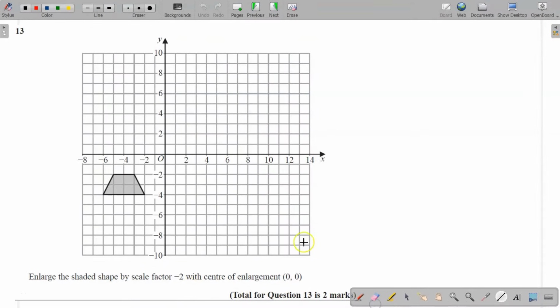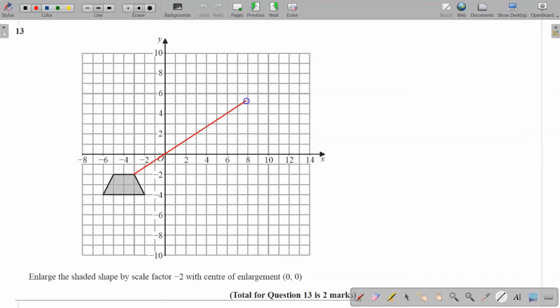Okay, to carry out this enlargement of scale factor -2 with centre 0, 0, best thing is to do a couple of what we call ray lines. Usually use a pencil for this, but I'm going to use a red colour there. Now I'm just going to take that corner, project a line through the center of enlargement and continue it the other side.